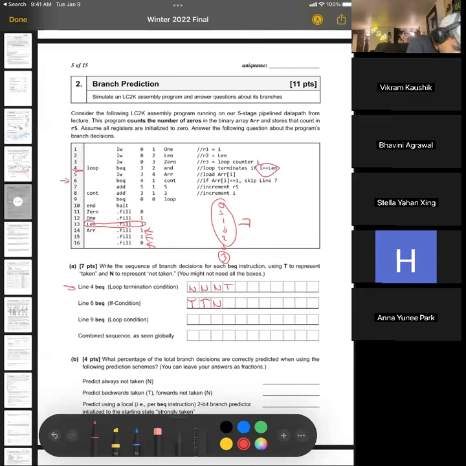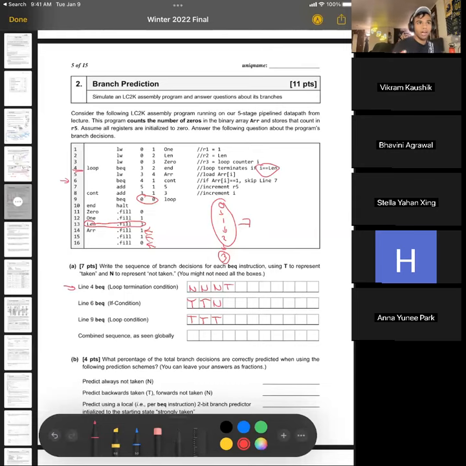Then looking at the line 9 BEQ, the first question is, how many times are we going to execute it? We execute this instruction every time that we iterate, so 3 times. And because it has the same registers for the equality check, we're going to take it every time.